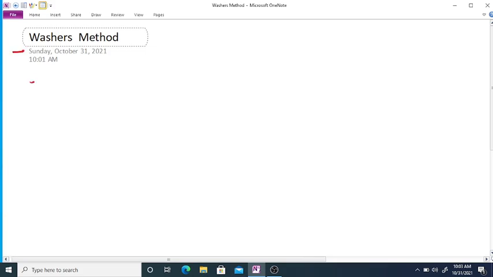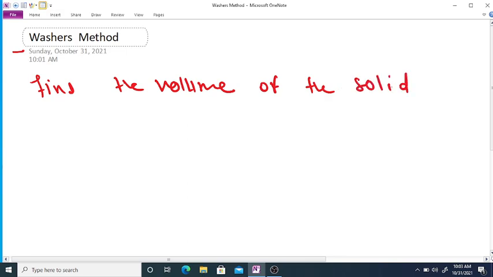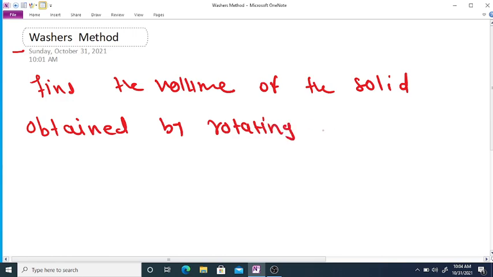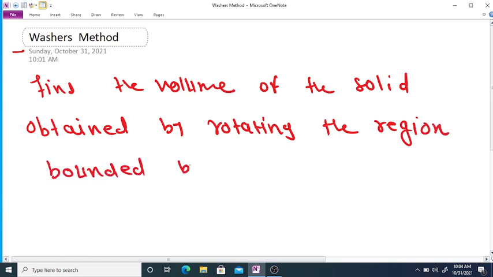Find the volume of the solid obtained by rotating the region bounded by y equal to x square and y is equal to x around the x axis.